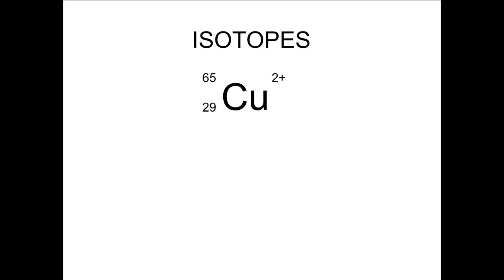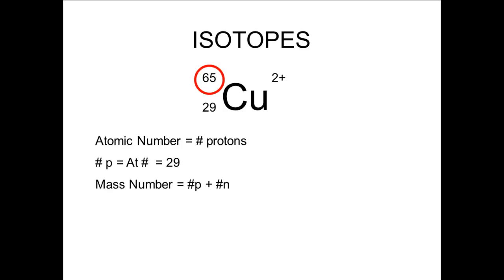Here is a symbol for an isotope of copper 65 with a charge of 2+. How do we find the number of protons, neutrons, and electrons that are present? First, the atomic number of the element is the number of protons. The atomic number is in the lower left side of the symbol, 29. So, the number of protons is 29. The mass number, 65, is in the upper left and is the number of protons plus the number of neutrons. Rearranging the equation, the number of neutrons is the mass number minus the number of protons. This is 65 minus 29, or 36 neutrons.